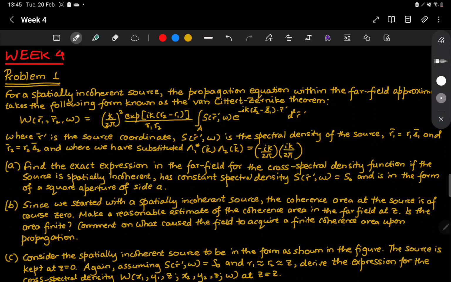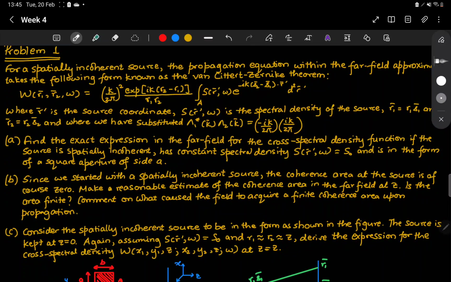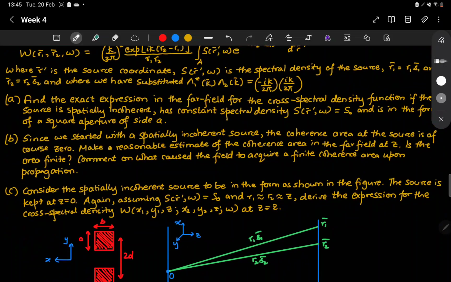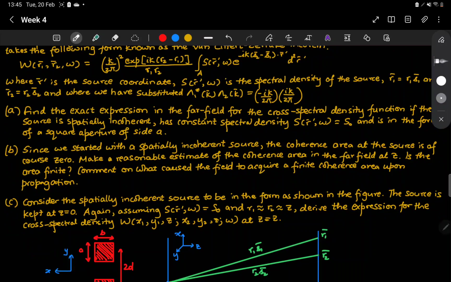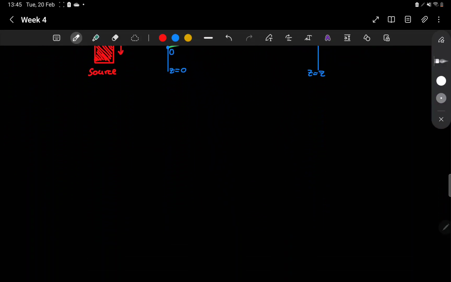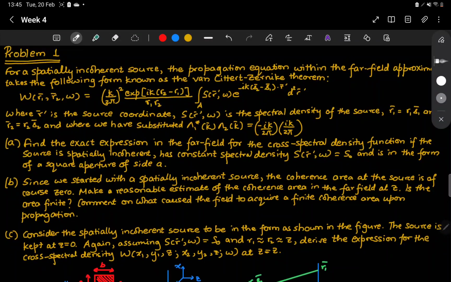So, let us begin with the problem set for week 4, wherein we have seen the Van-Sittert-Zernike theorem and how the cross-spectral density function is represented using that theorem. And there will be 3 problems in this problem solving session that I will be discussing. So let me read out the first problem.